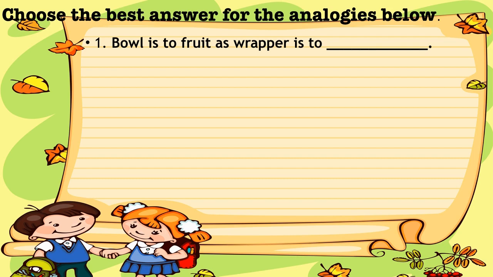Number 1, bowl is to fruit, as wrapper is to, is it A, present, B, candy, C, paper, or D, ribbon? Fruit is held in a bowl. So what is held in a wrapper? If you said B, candy, you are absolutely correct. Way to go, boys and girls.